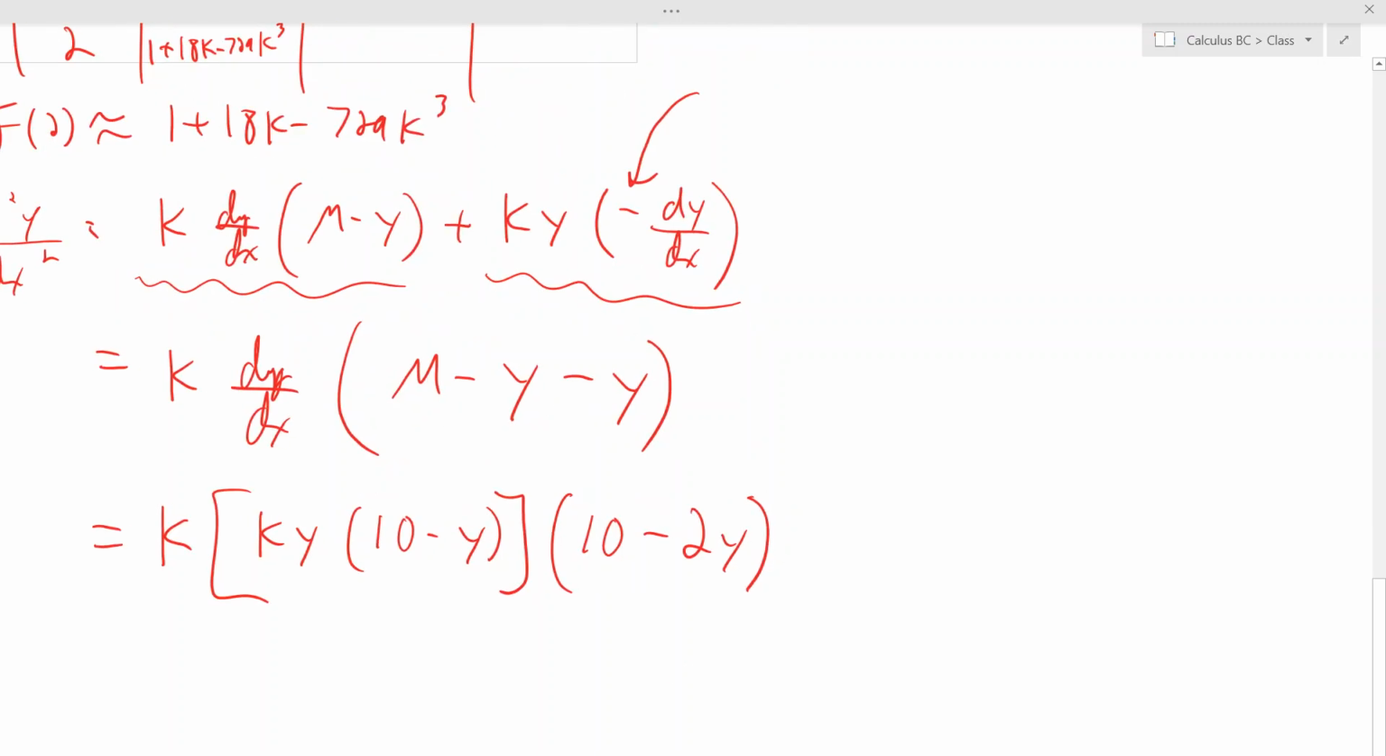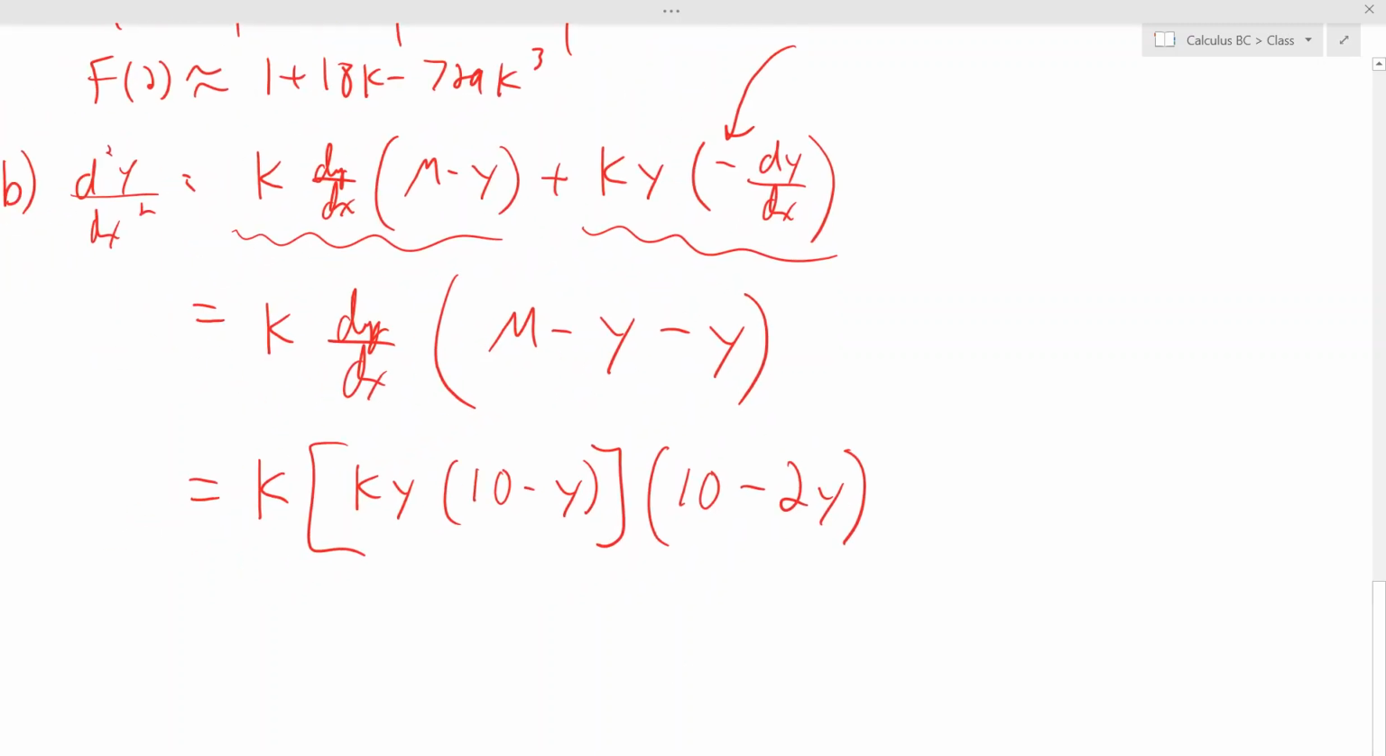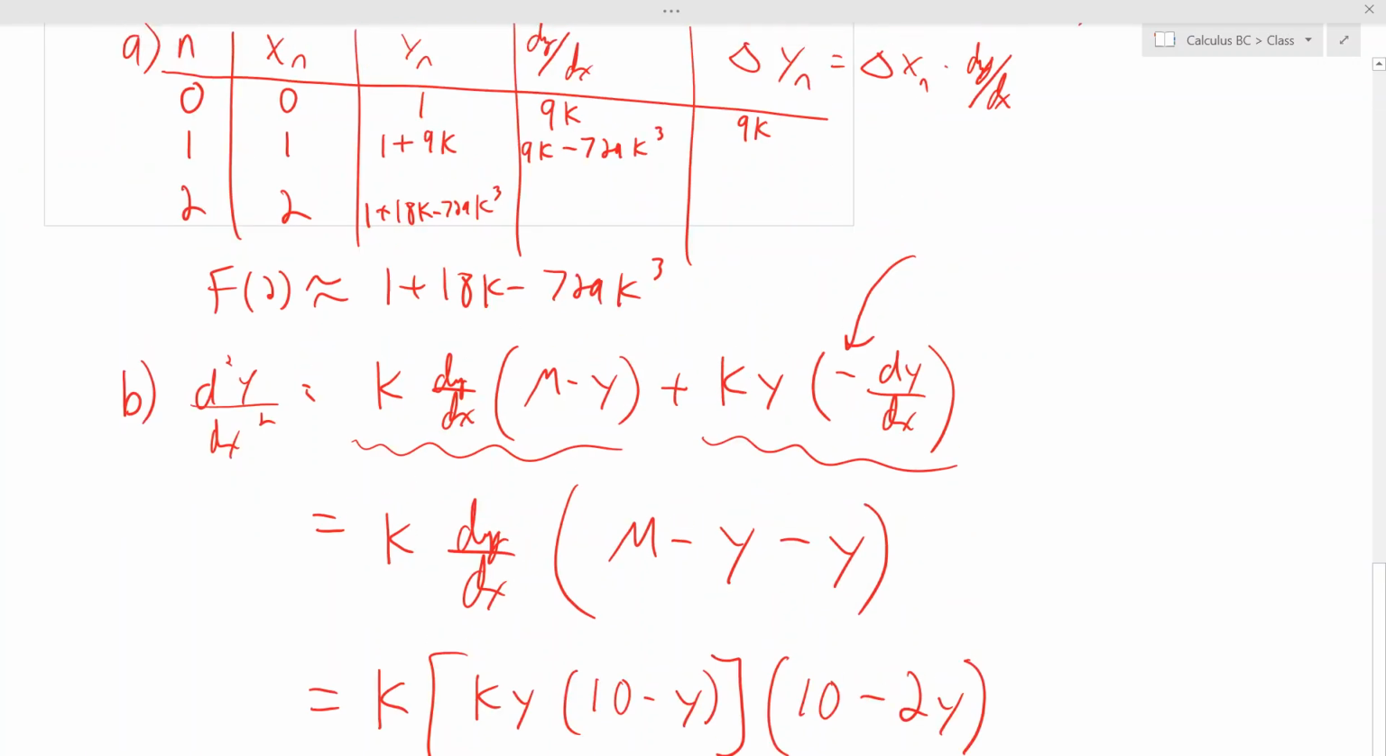Okay, and by the way, we did this in class a long time ago, but that's why logistic curves have a point of inflection at half of their carrying capacity, because when you differentiate a logistic curve, you always get this piece here, and that will always be 0 when y is half the carrying capacity, and that's where that point of inflection comes from. Okay, so is that all it asked for?